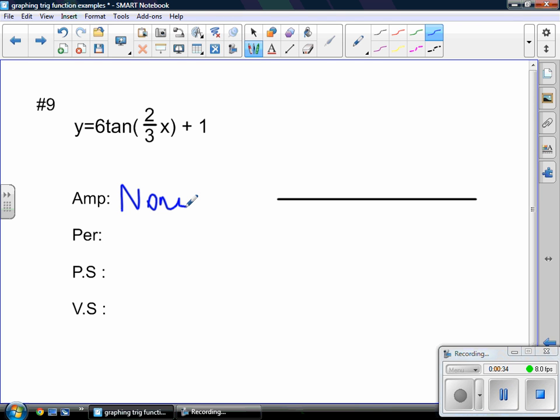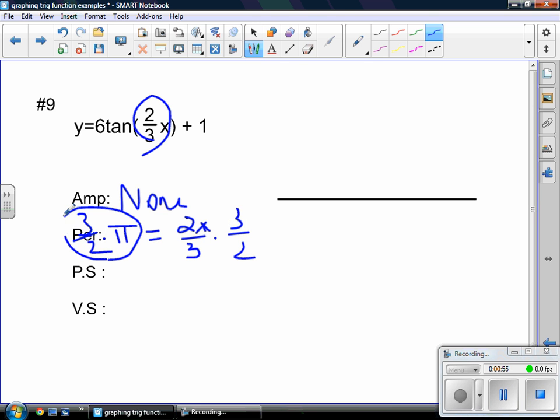Okay, period for tangent is normally pi, so I'm going to set the stuff here with my theta, with x, equal to the normal period of tangent and solve it for x. So I'm going to times 3 over 2, times 3 over 2. So our new period is going to be 3 pi over 2. That's the new period length.